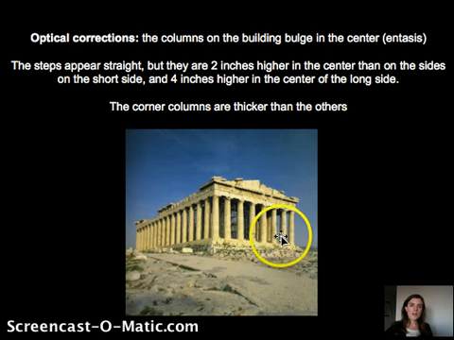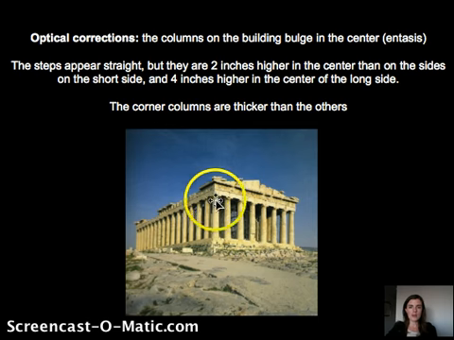Also, the steps appear straight along this edge, but they're actually 2 inches higher right here and 4 inches higher up here in the center than they are at the corners. So you have this slight curvature along what's known as the stylobate, or the floor of the temple. This ensures that there's no look of sagginess right in the middle of the temple. So no sagging here, no sagging here. This also gives a roundness to the temple, or a look of strength. So there have been lots of ideas about why they made these refinements or optical corrections.